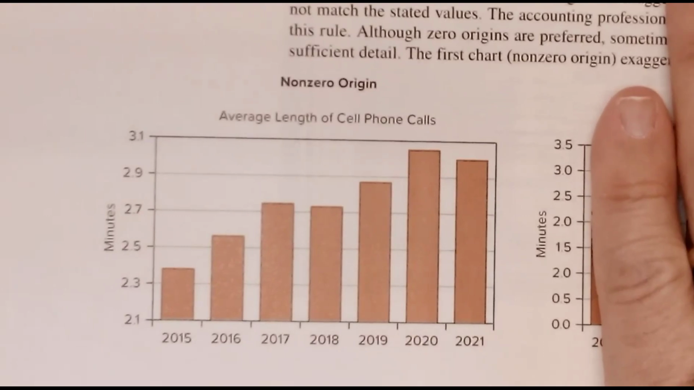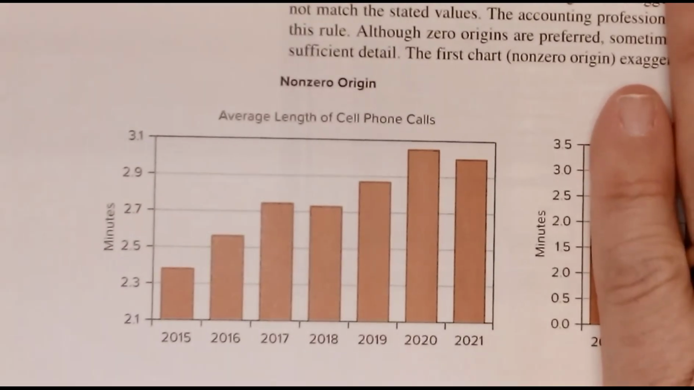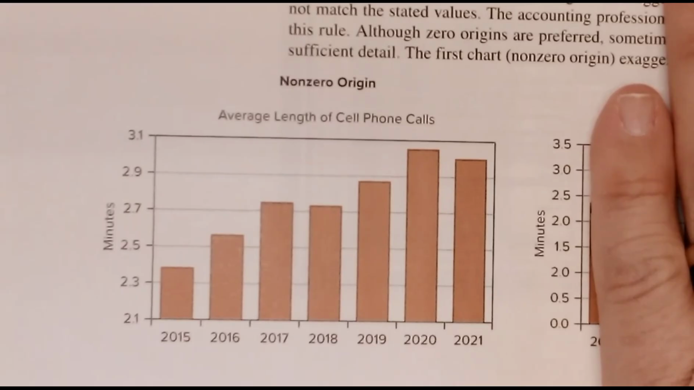Are cell phone calls increasing or decreasing in length? It's great data, isn't it? Looks like there's a huge difference between cell phone calls in 2015 and cell phone calls in 2020, right? It's a big difference. Is it really? Look at the y-axis of this graph. What do you notice?